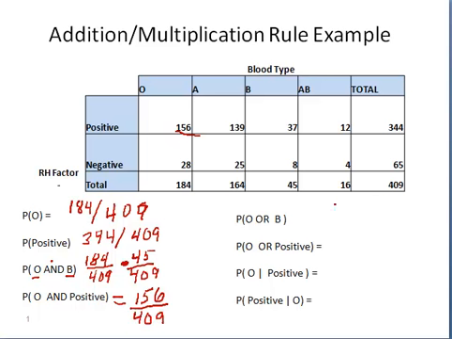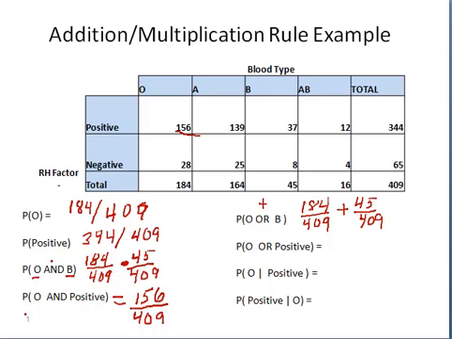Now when we get to the OR, things change a little bit. OR is the addition rule. The probability of O or B, these are mutually exclusive. Okay, they do not have anything in common. So when we do the probability of O or B, we can say we have the probability of O, which is 184 out of 409, plus the probability of B, which is 45 out of 409.